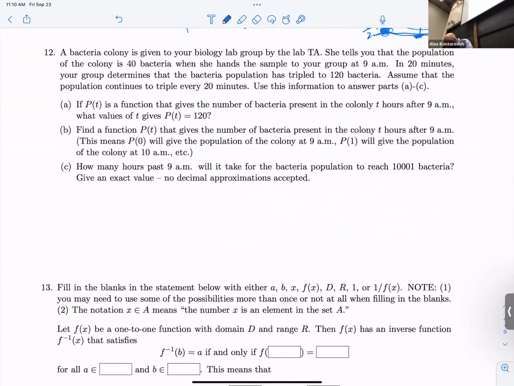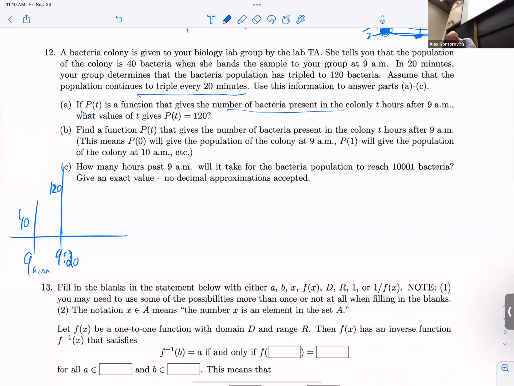Biology colony, yada, yada. Population was 40 bacteria at 9 a.m. All right, so at 9 a.m., we've got 40 bacteria. In 20 minutes, the bacteria has tripled. So at 9:20, we're at 120, which is triple 40. Okay, the population continues to triple every 20 minutes. Fine. If P is a function that gives the number of bacteria at T hours after 9 a.m.